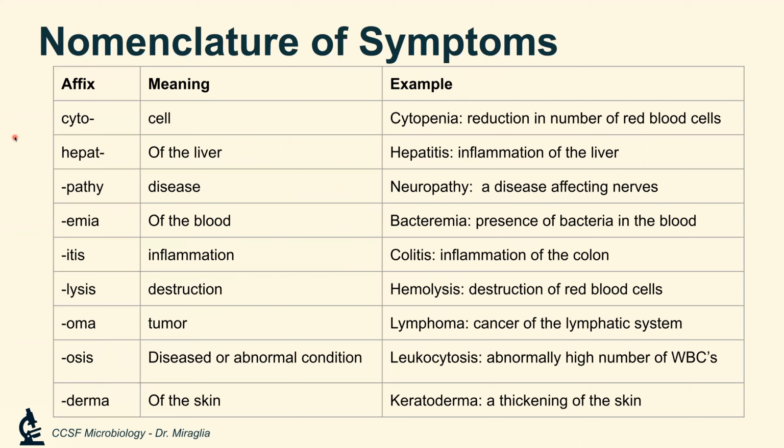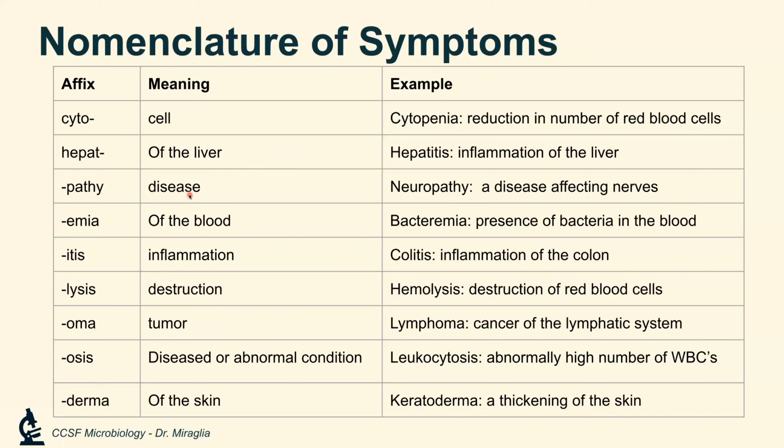This is a nomenclature of symptoms. And again, I strongly encourage you to go ahead and get some flashcards and just commit these to memory before the next test. Cyto means cell, so cytopenia is a reduction in the number of red blood cells, but if you see cyto, it means something about a cell, right? Hepat is related to the liver. Hepatitis, for example, is caused by 5 different viruses. We're gonna focus on 3 of them when we talk about it later on.